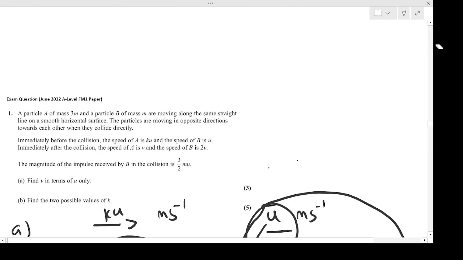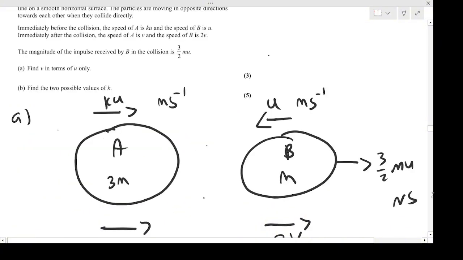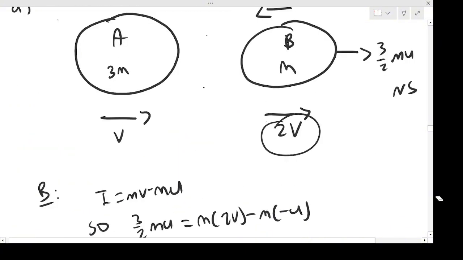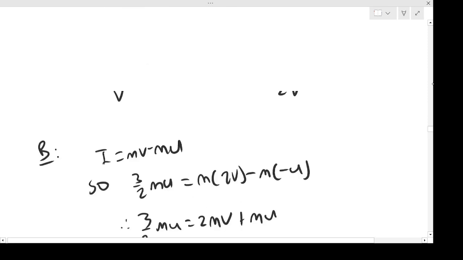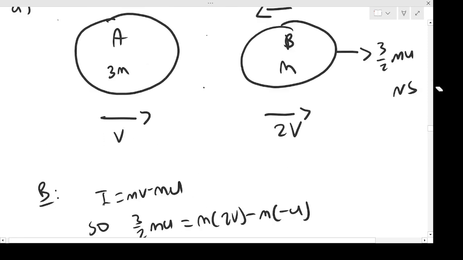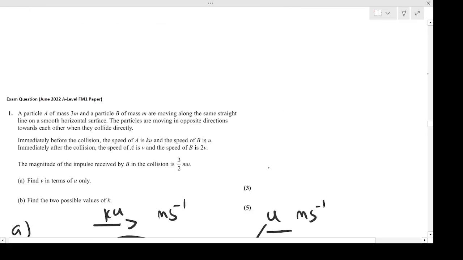That's part A done. Okay. And actually, then I can add that on. So v was a quarter u. And 2v then, 2 lots of a quarter, is a half. So we get a half u there. So we can add that on. Right, so hopefully happy with that so far. Okay, so I've just used the impulse for B there.